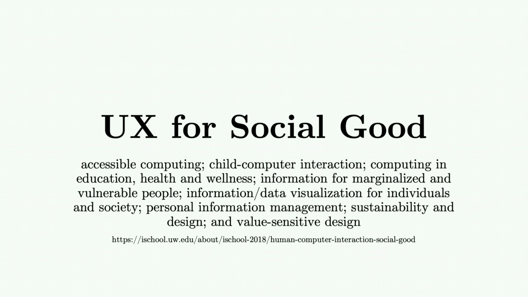There are a number of fields under the user experience for social good umbrella, including accessible computing, which focuses on people with disabilities, child-computer interaction, computing and education, health and wellness, information for marginalized and vulnerable people, such as perhaps prisoners, information or data visualization for individuals and society, personal information management, the security and safety of our information, sustainability and design, and then finally value-sensitive design.